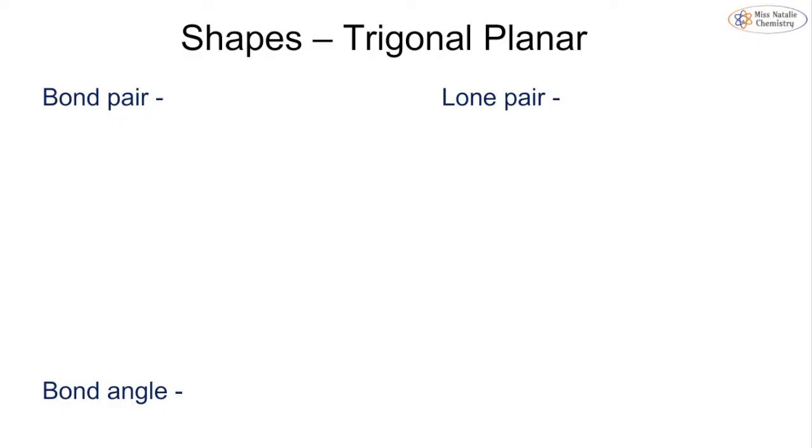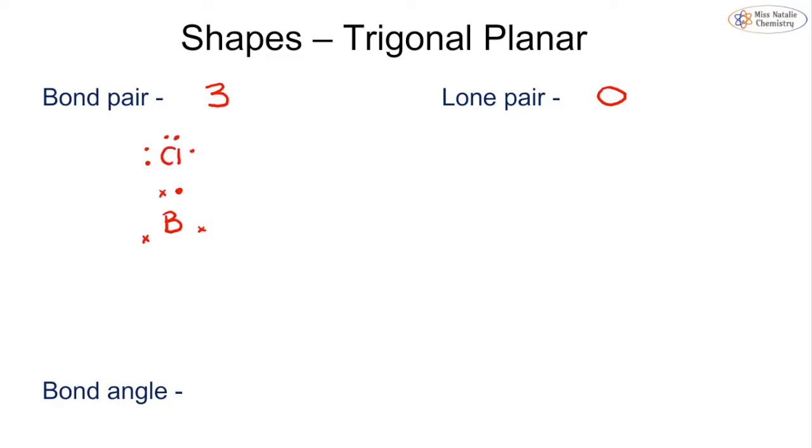Moving on to trigonal planar. Trigonal planar happens when we have 3 bonding pairs and no lone pairs. So we're going to use boron as an example here. Now for boron, if we have 3 bonding pairs, they are going to want to arrange themselves as far apart as possible. So we're going to get them in a shape like this. So they're going to be as far apart as possible, and we'll look at the bond angle in just a second. And again, we're going to bond it to chlorine.